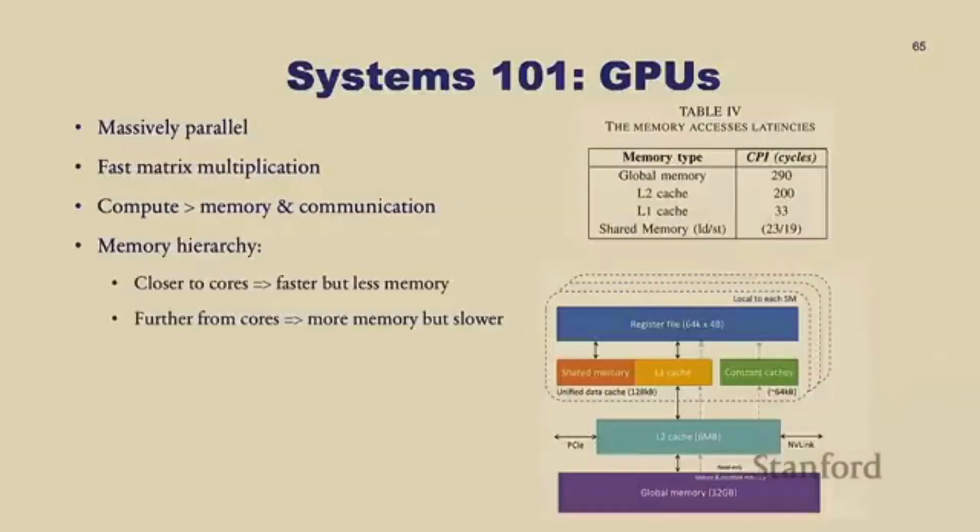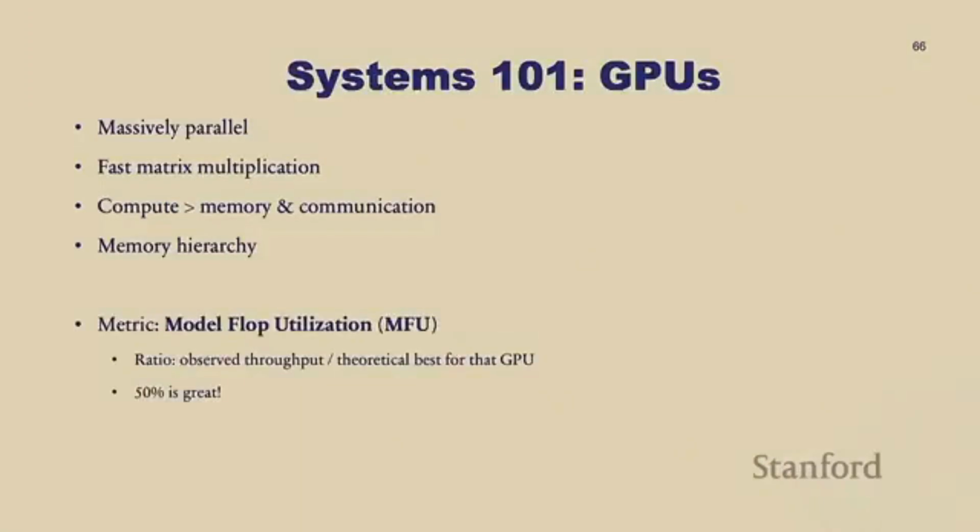Another thing to know about GPUs is that there's a memory hierarchy. This is the same thing with CPUs, but basically the closer you are to your cores, the less memory there is, but the faster things run. If you're further away, there's more memory but it's slower. Okay, I'm going to skip that. Actually, I'm going to say it.